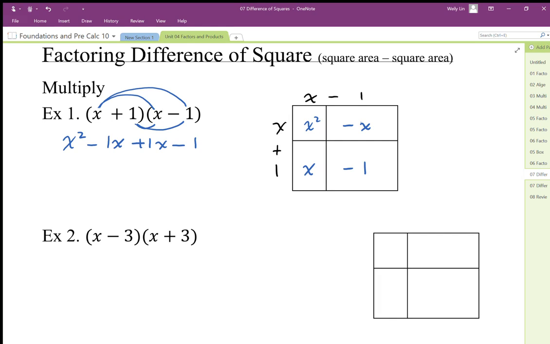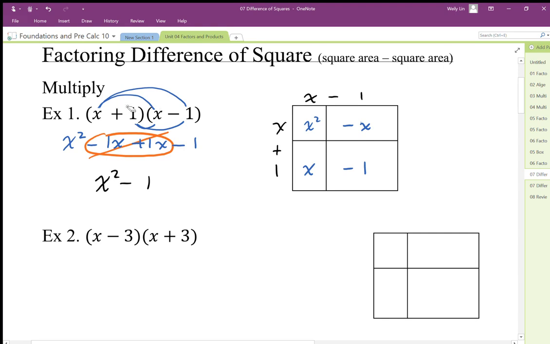So an interesting thing happens here in that we end up with these opposite terms. The like terms that we usually add in the middle, these cancel out. Actually, I should just cancel them out in one group. These are 0 pairs, so I'm going to cancel those out. And I end up with x squared minus 1.